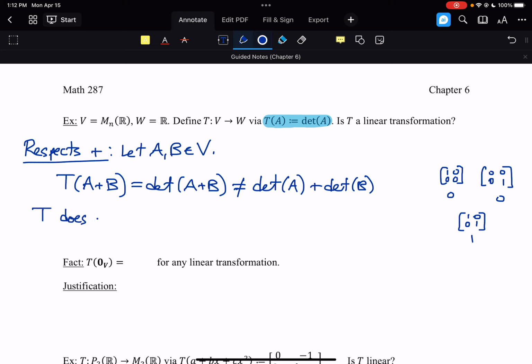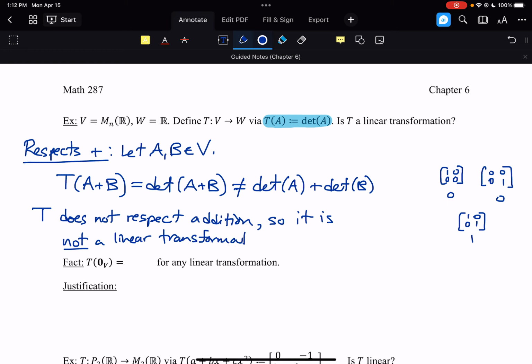So T does not respect addition. So it is not a linear transformation. And we don't even need to check whether it respects scalar multiplication or not, because if it fails one, then that's an automatic no. Right? It's an automatic no. It is not a linear transformation because it has to satisfy both in order to be a linear transformation.